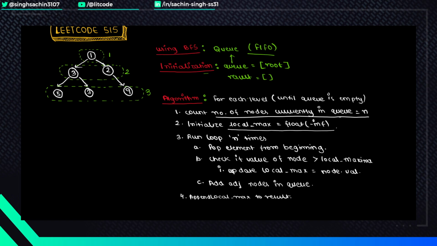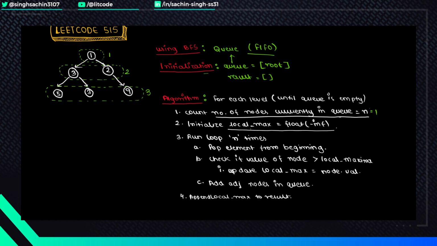Now what we're going to do is, for each level, by that I mean until our queue is empty, so for example, we started with root, we'll have a while loop. It will see, okay, the queue is not empty yet. So what are the steps I want to follow? I'll first count the number of nodes currently in the queue. For example, in the first iteration we have only root, so the value of n will be 1.